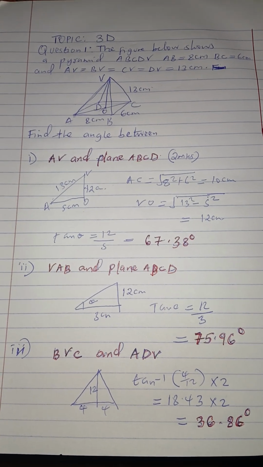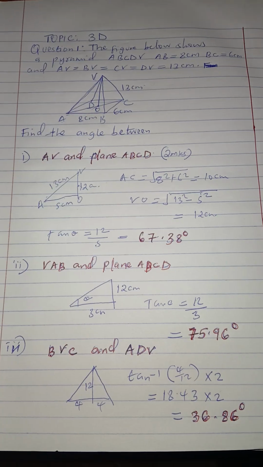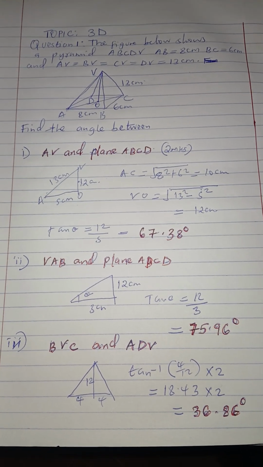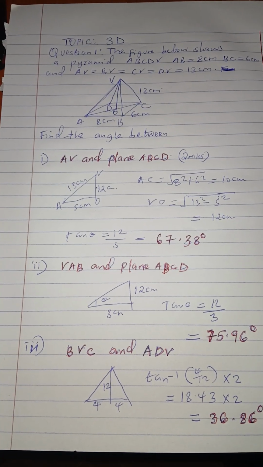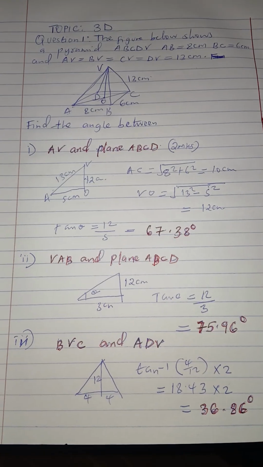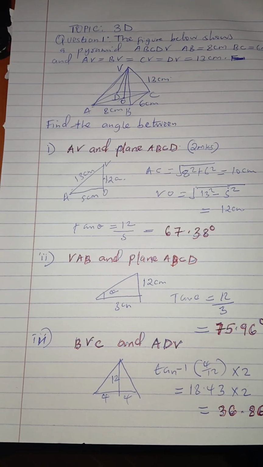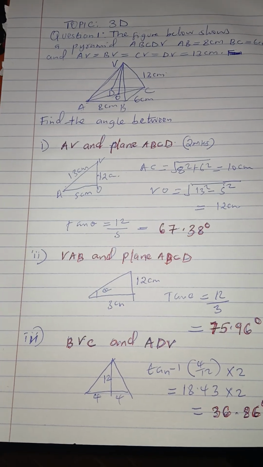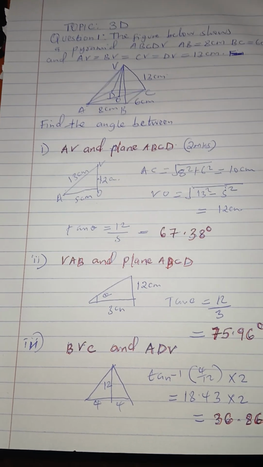Today we are learning about three-dimensional geometry, and specifically we are narrowing down to three-dimensional geometry in a pyramid. As you can see, we have a pyramid ABCDV, which has a rectangular base with a height VO. Our first question today is find the angle between line AV and plane ABCD.